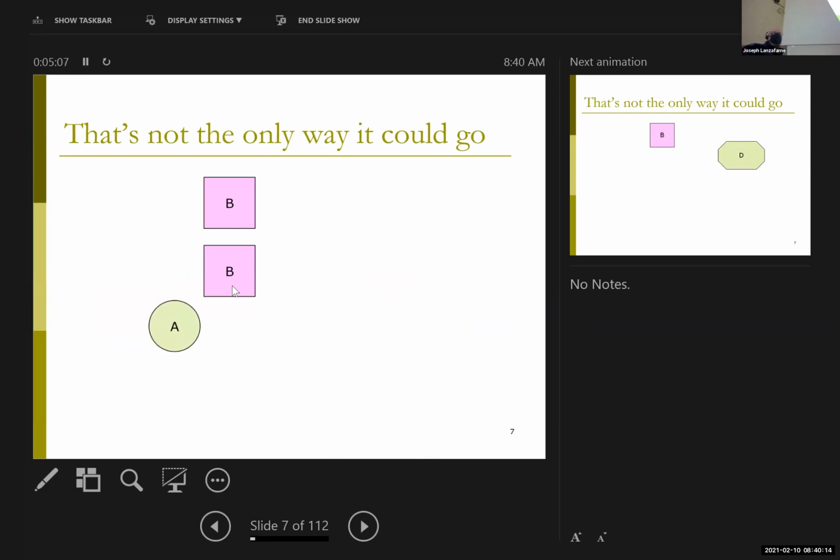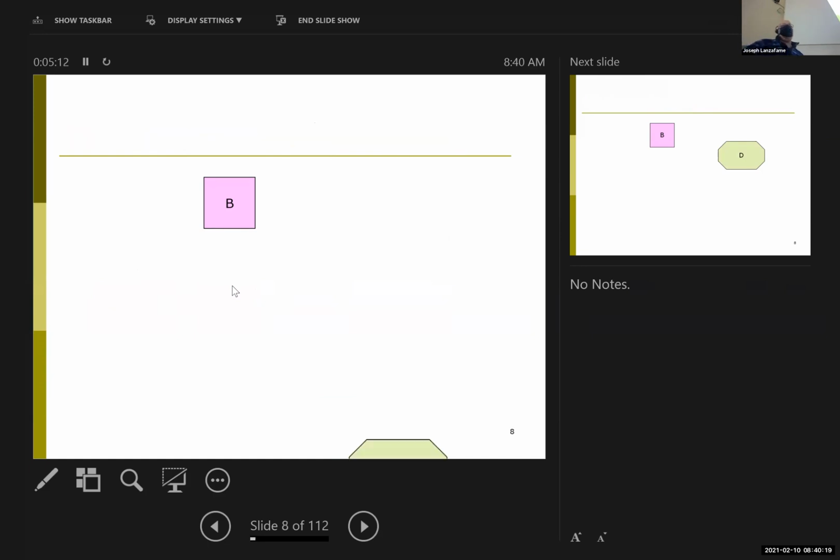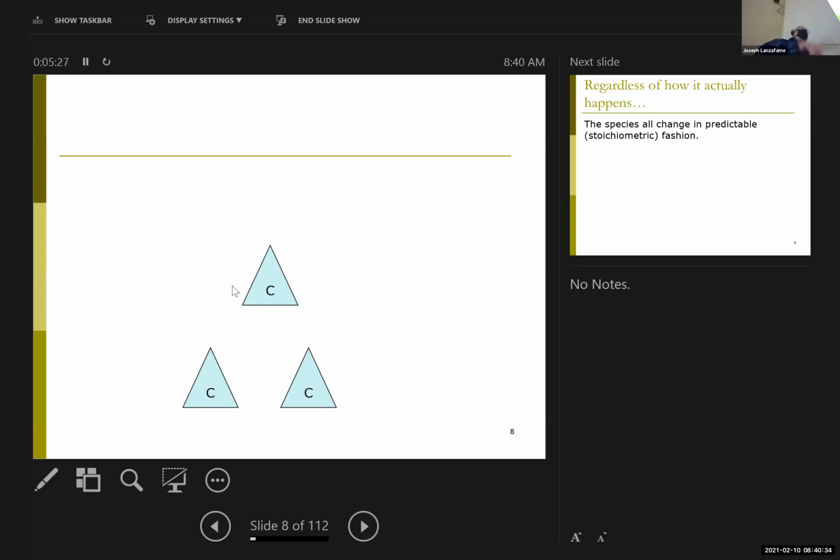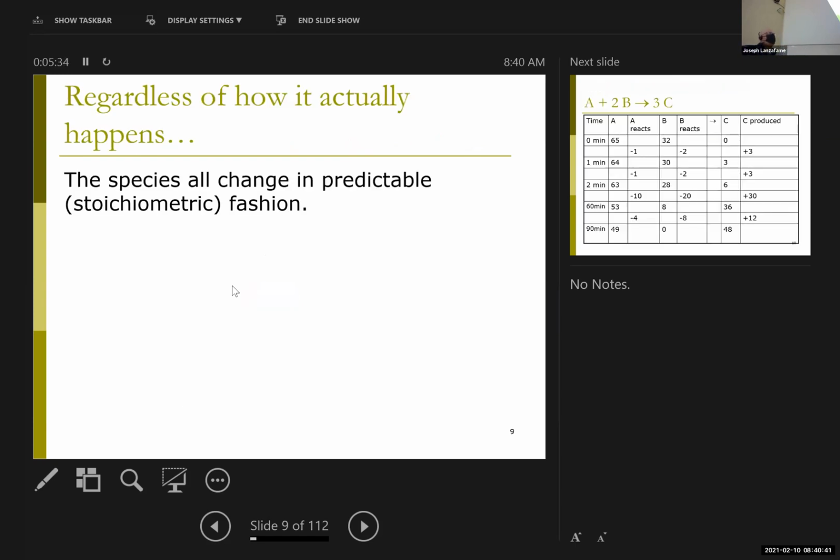It could be a 2-step reaction where maybe an A collides with a B to form some reactive intermediate D, and then the D collides with another B to form the product. I don't really know how the reaction is happening from my balanced equation. What I know is the net change in quantities once the reaction happens. And we'll come back to that idea of mechanism on Friday. For now, I'm all about the accounting.